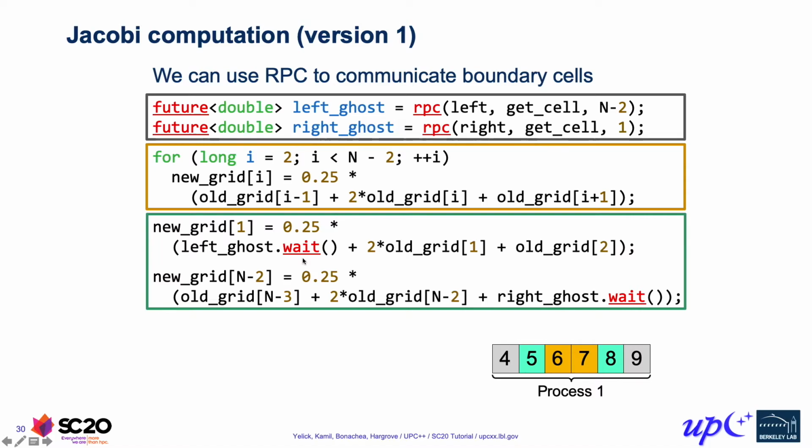Okay, so in this case, we actually put the weight directly as part of our expression for computing each of our new values for our edge cells. And again, what we get out of here is not only just overlapping communication with communication, but also with the full interior computation as well. So taking as much advantage of asynchrony as we can.